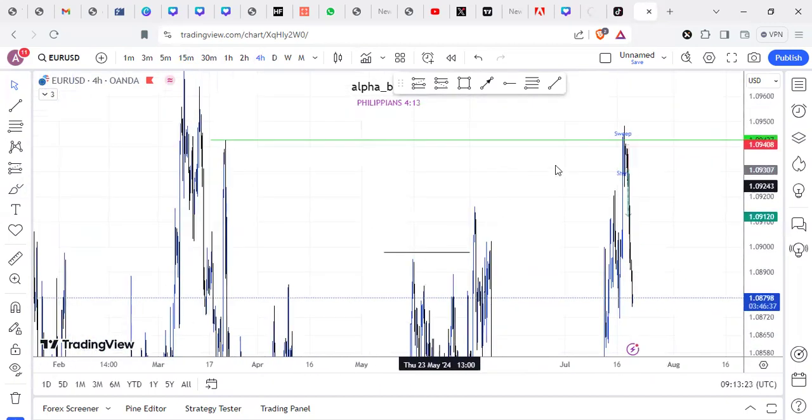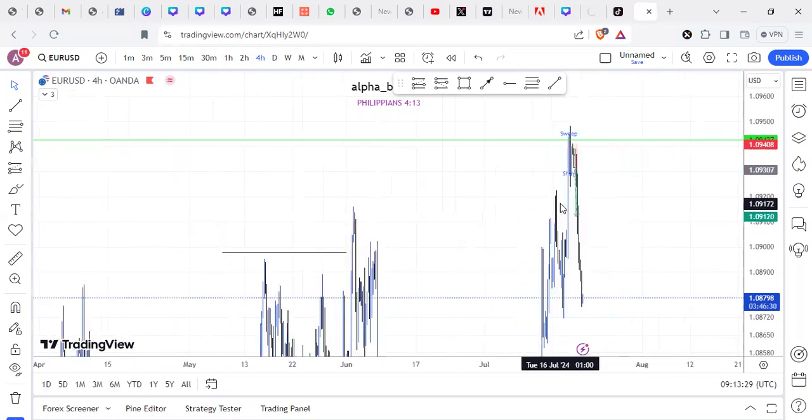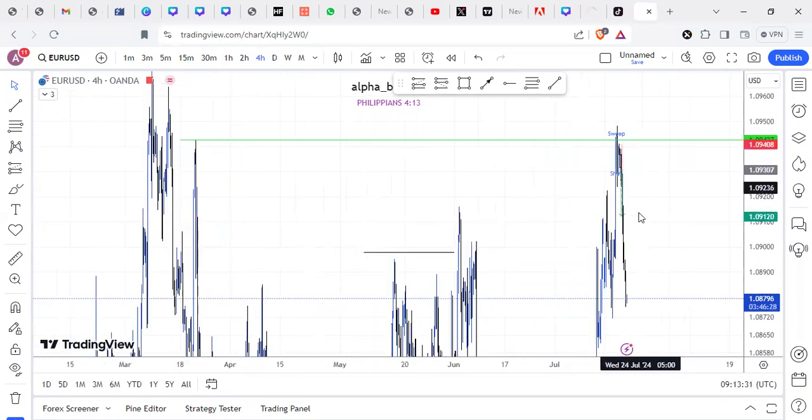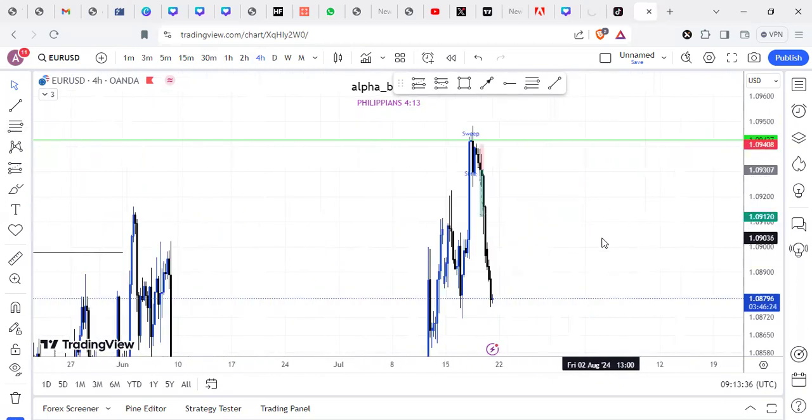So when price took out this liquidity, then I was interested in waiting to see this entry model play out, because I knew that there was a high probability for price to push to the downside after taking this liquidity right here. So that is just it, guys.